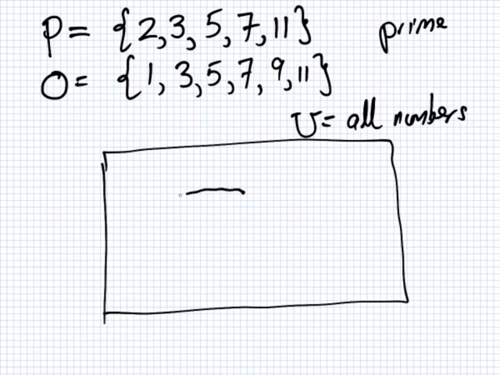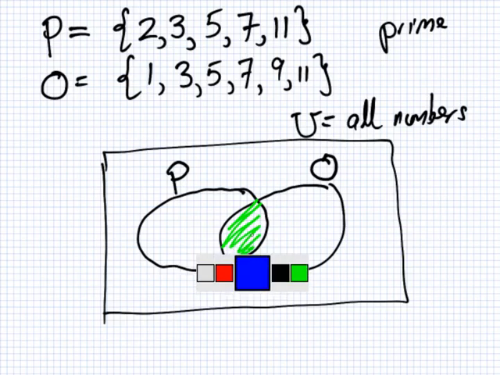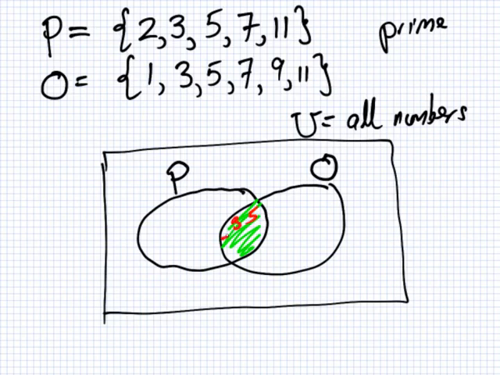So we can draw this as two sets. This set is the prime numbers, and this set is the odd numbers. And this overlap here, this is the numbers which are in both sets. So I can see only one number. What number is that? No, actually I see many numbers here: 3, 5, 7, 11. Here are the numbers which are odd, but not prime.